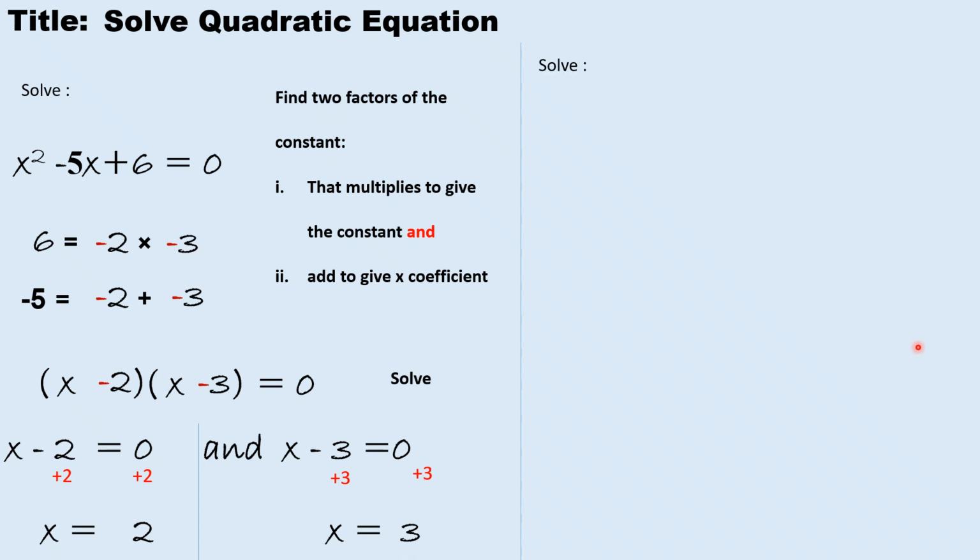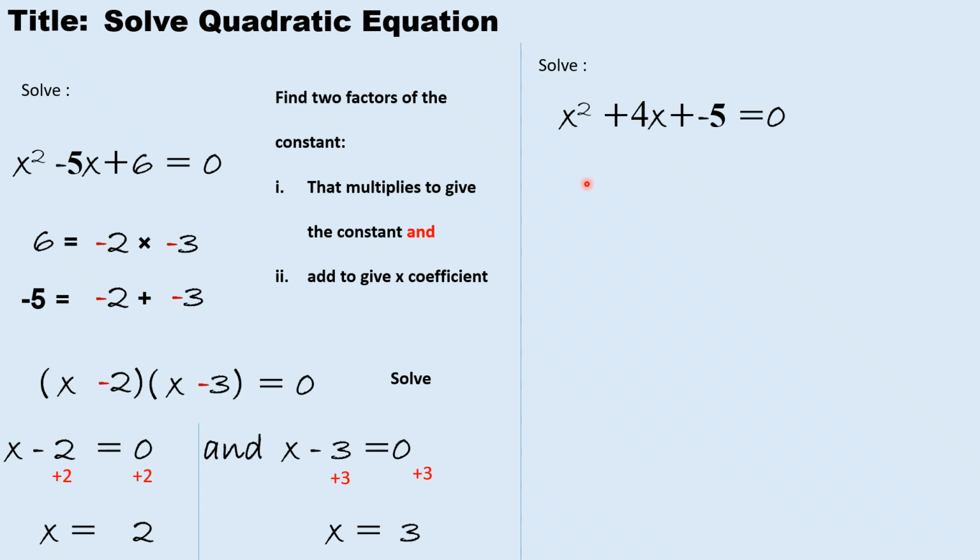How about trying this question on the right? You can pause the video and give it a go. Okay, let's check our answer. Step 1, factorize your quadratic. So let's start by finding two factors of minus 5 that multiply to give us minus 5 and add to give us positive 4.